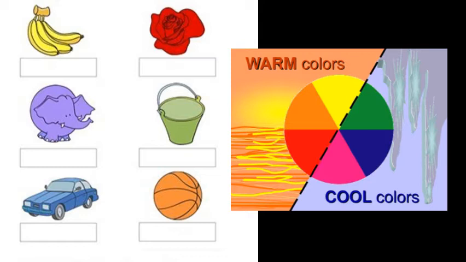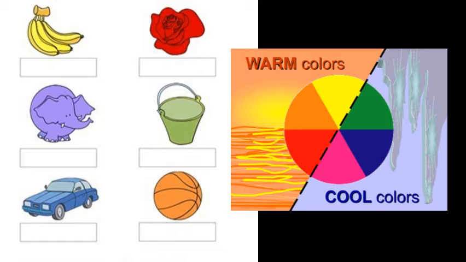Let's take a look at the car. The car is blue. That is a primary color. And the car is a cool color. At the top of the page, we have a rose. The rose is red. That's another primary color. And that is a warm color.